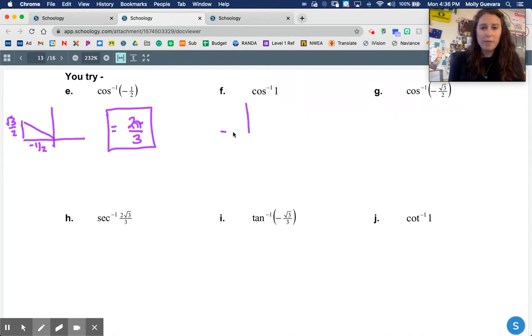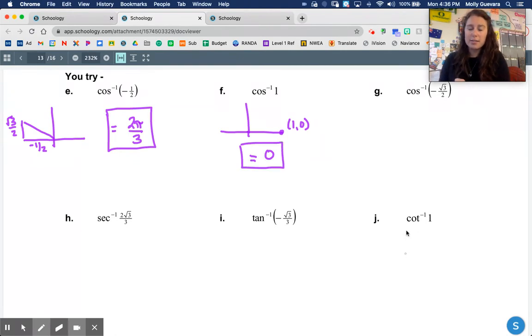For F, I want cosine inverse of 1, that is right here, 1, 0. Cosine is 1. And again, remember, my answers can only be between 0 and pi. So I'm not writing 2 pi as an answer here. I'm writing 0 as an answer. That is 0 radians.